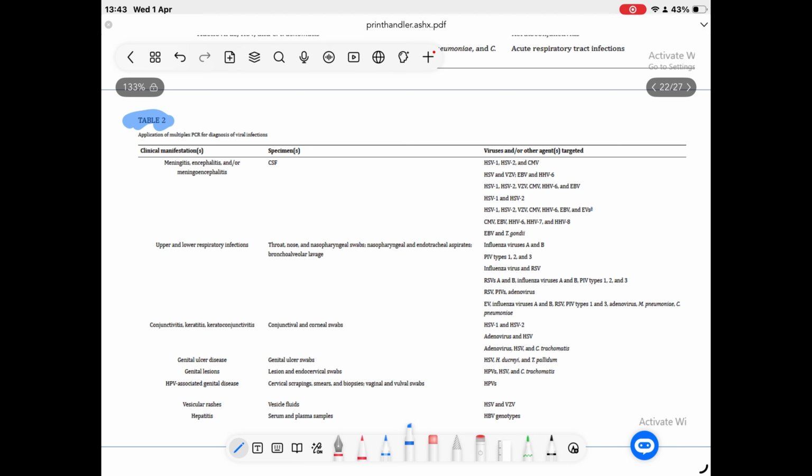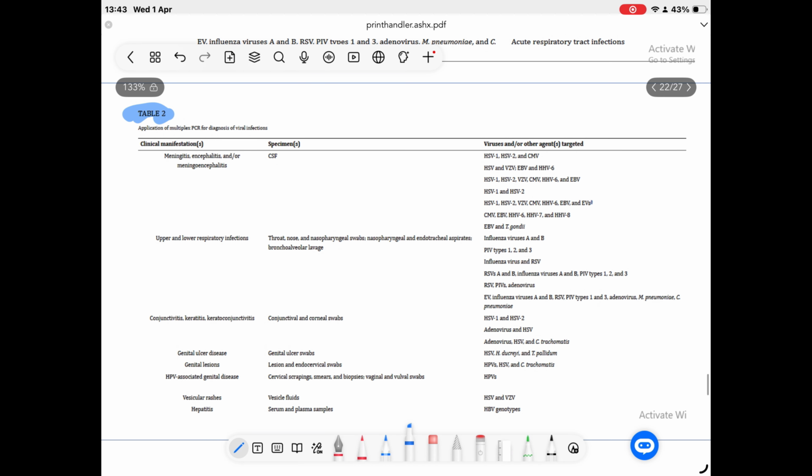Table 2, application for diagnosis of viral infections, categorizes not by biology, but by clinical manifestations. Meningitis, respiratory infections, genital lesions, vesicular rashes. Looking at these tables, it's basically a menu of human ailments. What stands out to you about the fact that one single technique can map a genital ulcer, a respiratory infection, and a parasite from drinking bad water? Why is grouping by clinical manifestation so revolutionary compared to the singleplex approach?